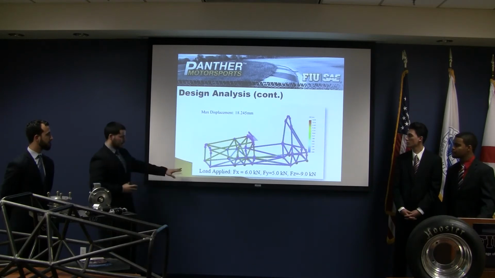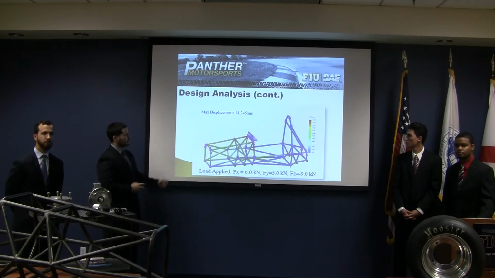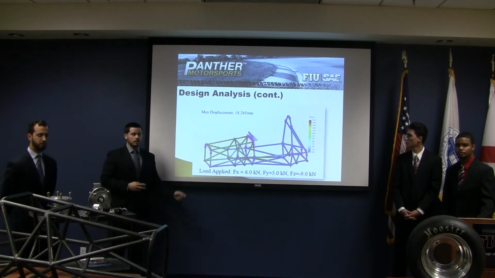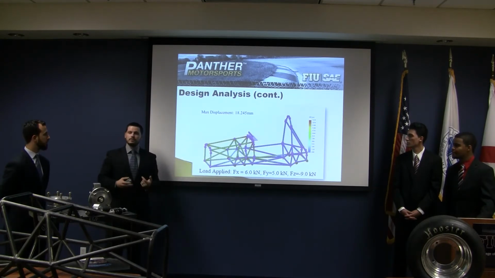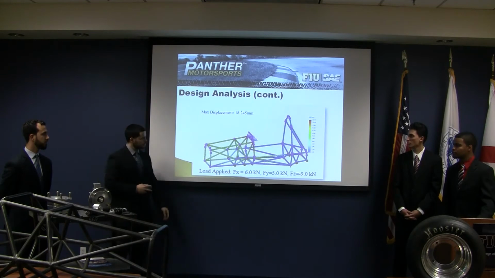Here we've also applied the similar loads to the front roll hoop with a resulting maximum displacement of about 18 millimeters. The reason we do the front roll hoop and the main roll hoop is in case of a rollover, these are 2 points of contact with the ground and the main factors of safety to the driver.